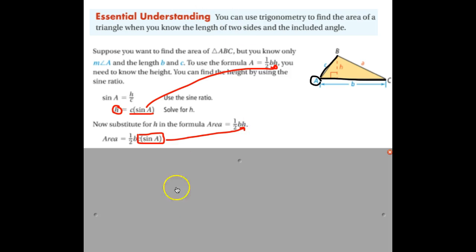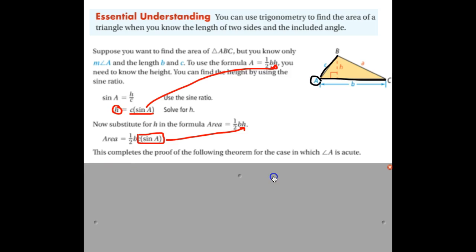Now notice that there are three different variables in this formula, B, C, and A. B and C are always going to be two adjacent sides, and A is always going to be the angle between them to use this formula. If you were doing a proof, this is the proof for why this following theorem works. Now this works only when angle A is acute. If you were trying to do this when A was a right angle or obtuse angle, it's not going to work quite so well.